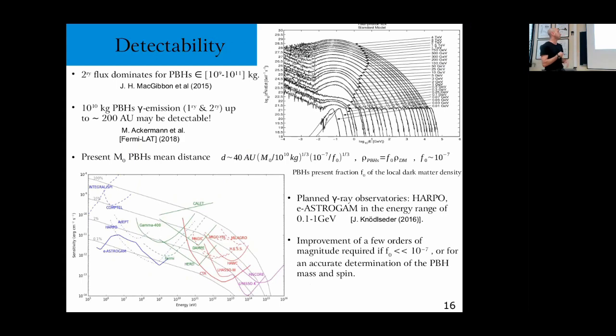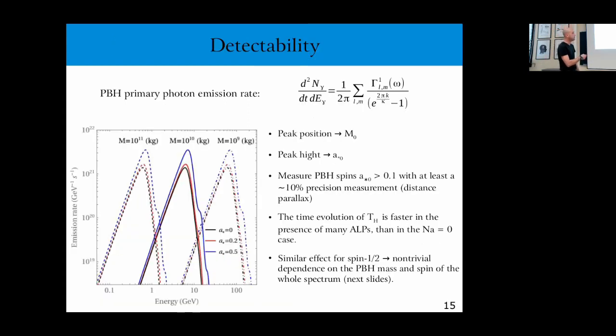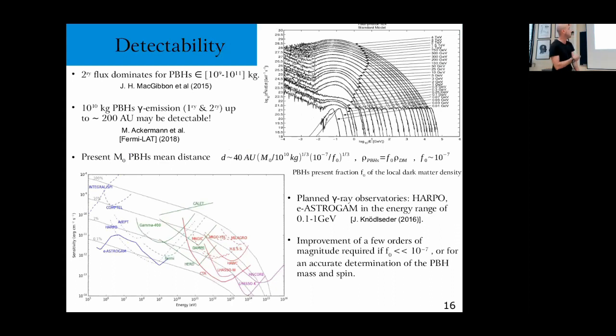So just a couple of words about the experimental detectability. For sure, the black hole is not emitting just this primary emission of photons, it is emitting also a secondary component, which results from the fragmentation, the final state radiation, and all the processes undergone by the unstable particles. And this results in a secondary part of the spectrum. This plot is taken from an article, and Fermi-LAT affirms that it is possible to spot a 10 to the 10 kilogram primordial black hole in its total spectrum up to 200 astronomical units.